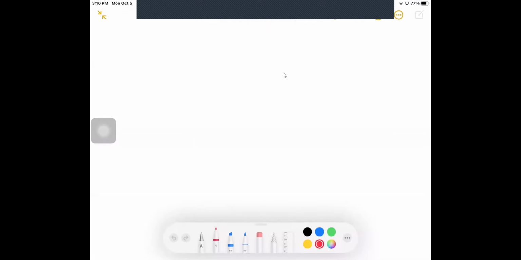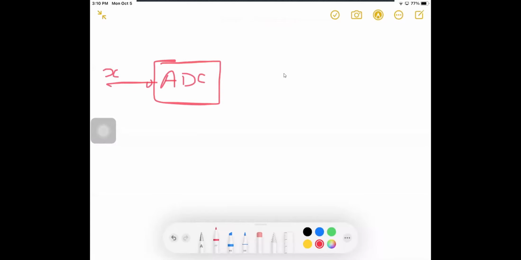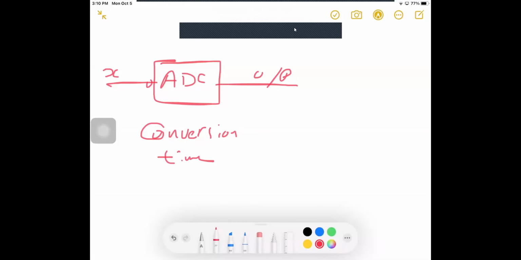Again, for the same thing, look, for the ADC converter, here we have an ADC, we are going to put an analog signal or analog sample X here. And here we have the output. Putting X and getting the output, we really have a time called the conversion time. You need a time called conversion time in order to convert the analog value X into its equivalent digital value.